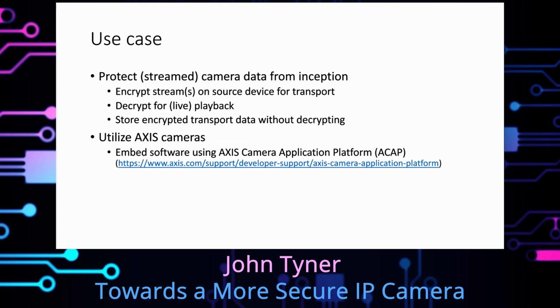Back to the use case here. The other requirement here in the second bullet point is that the customer wanted to use Axis cameras for this system. This worked well since Axis provides what they call the Axis Camera Application Platform. The Axis camera is basically running Linux, and Axis via this platform allows third parties to embed software into the camera and use the platform to hook into the camera hardware.